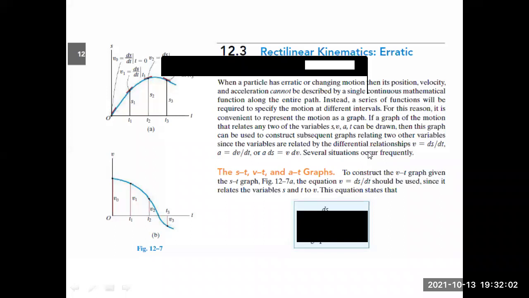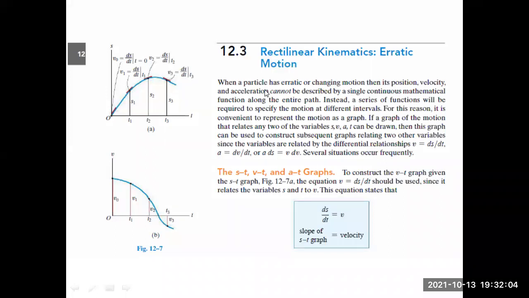Okay, so now we can plot. If you have the graph, then you just need to know the slope of the graph. If you have the slope of the graph, then you can get the value for v0, v1, v2, v3.